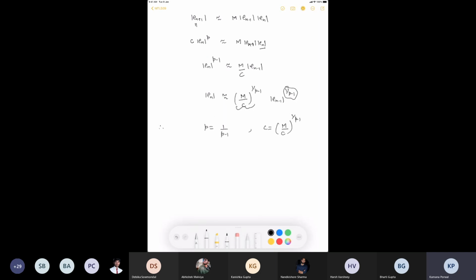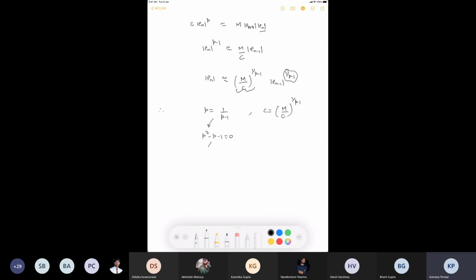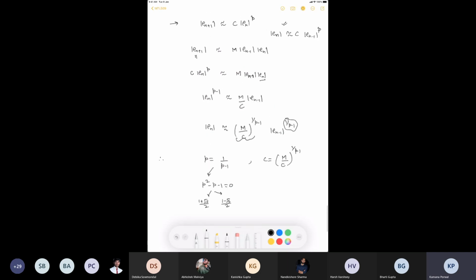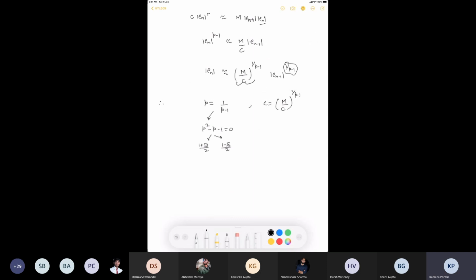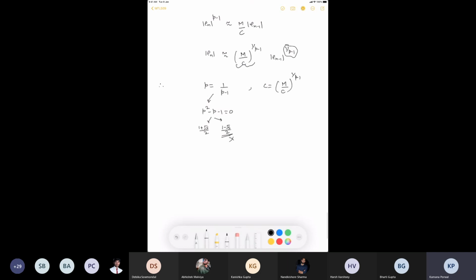So this is an equation you can form from here, which is p squared minus p minus 1 equal to 0. So this will have two roots. You can find the roots, and they are (1 plus root 5) by 2 and (1 minus root 5) by 2. And p is strictly greater than 0, right? So p is the order of the convergence. So we cannot have this quantity, as it is negative. So we rule out this choice. So what we are left with is p is equal to (1 plus root 5) by 2.